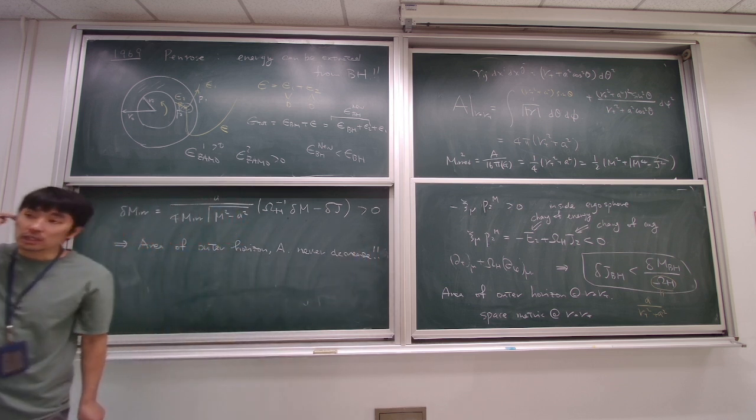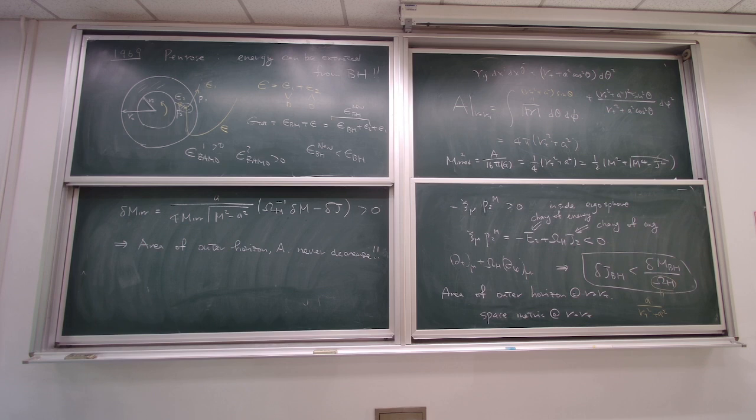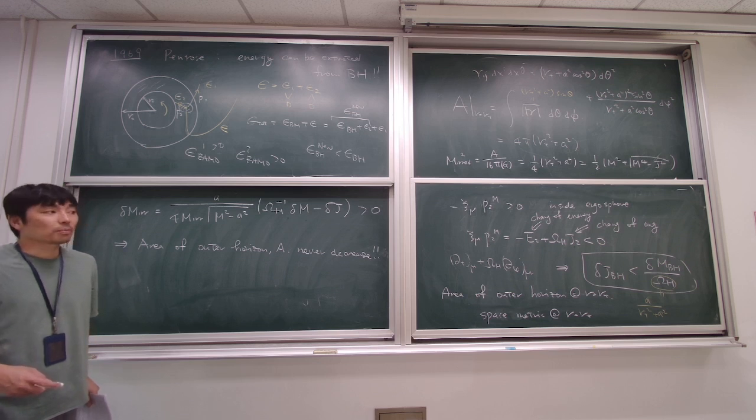So that's the immediate consequence of the analysis of the Penrose process. If you extract energy from a black hole, you may think the black hole may shrink, but that's not the case. Since you also extract the angular momentum in the Kerr black hole, the area has to increase instead of decrease. That's a remarkable consequence of the analysis of the Penrose process.